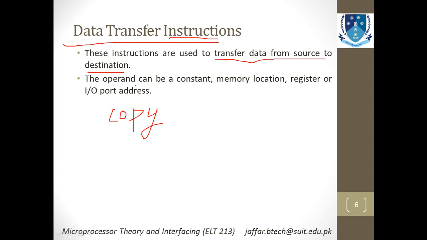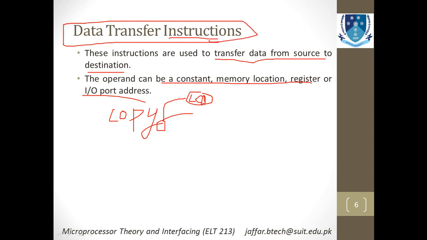The operand can be a constant, memory location, register, or any input/output port. You may want to copy your data to an output USB device, or display your data at the output port. So you will have to move your data from the ALU, let's say, and display it on the LCD connected to the microprocessor. Similarly, whatever you want to move or copy, the instructions you use for that are termed data transfer instructions.